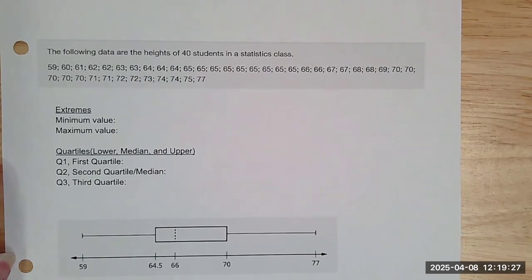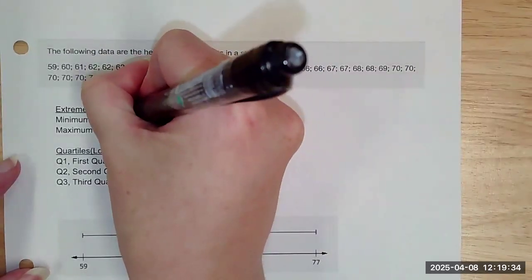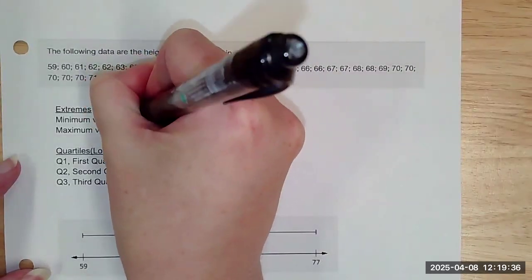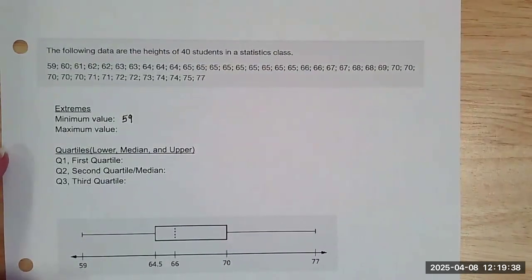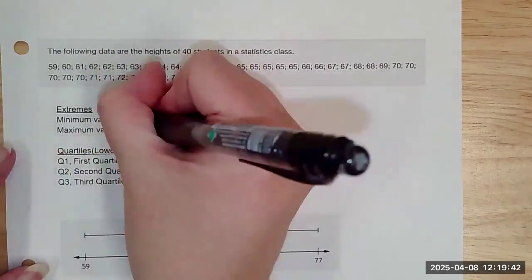All right. We need to find the minimum value. What are you going to tell me is the minimum value? 59. Because they're already in order from the smallest to the biggest, that's good news. Our lower extreme is 59. What's my maximum value? 77. Perfect.